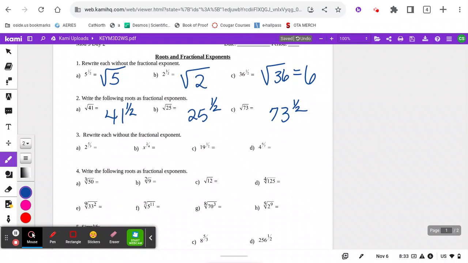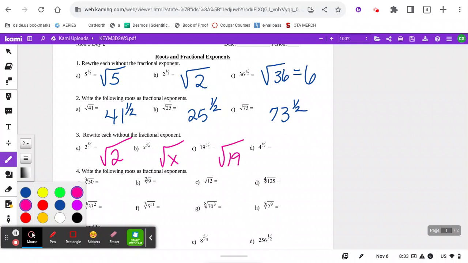All right, here we go again, writing back into radical form, but now it's not just 1/2 anymore. So put the big base of 2, big base of x, big base of 19, big base of 4, and then you're just deciding where does the top or where does the bottom go. So here, did you realize that the 3 becomes the index, 5 becomes the power? Try the next one. 4 becomes the index, 3 becomes the power.